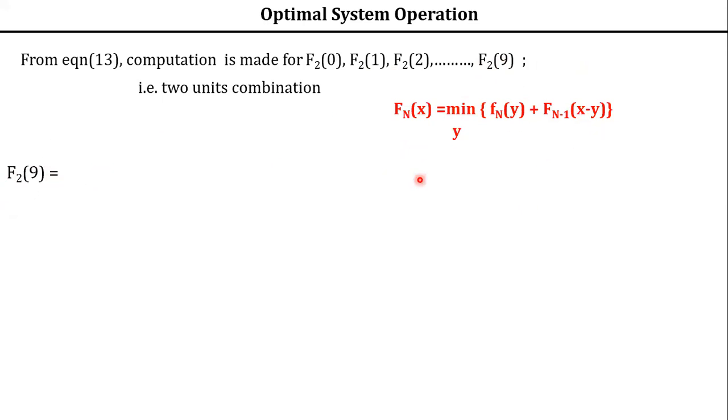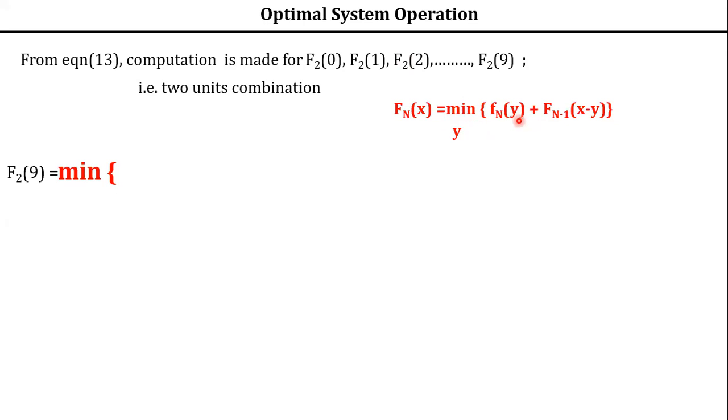Using this recursive formula, we take the minimum over y. Here you have to minimize the variable y such that the cost is minimum. Understood? So what is this y? It is the increment in load.